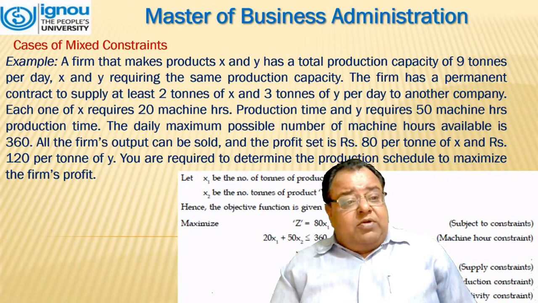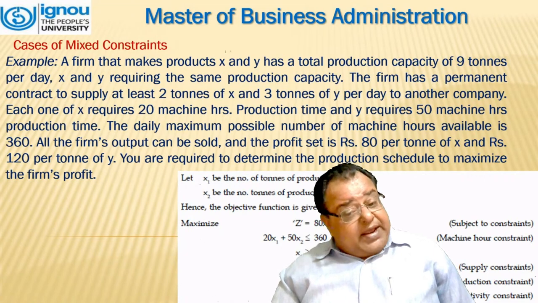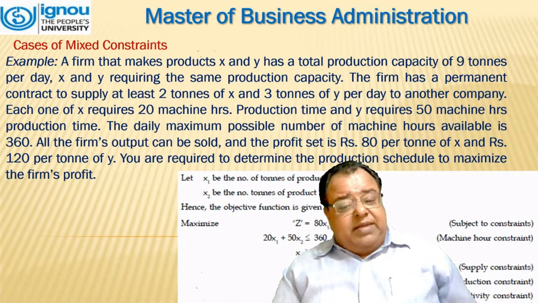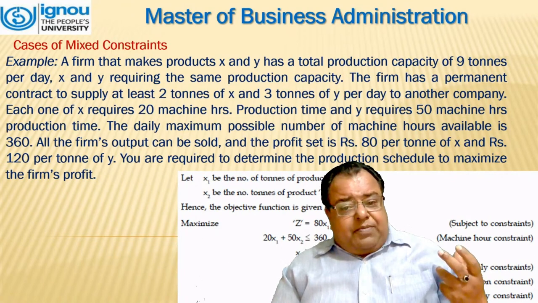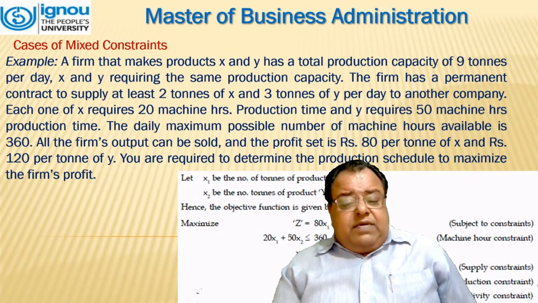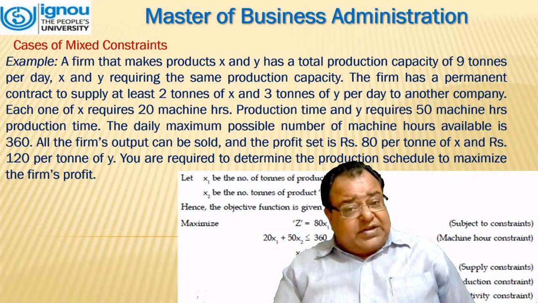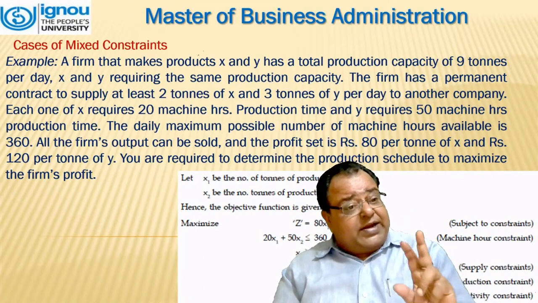X1 should be greater than or equal to 2, because the firm has a permanent contract to supply at least 2 tons of X and 3 tons of Y per day to another company. That means X1 should be greater than or equal to 2 and X2 should be greater than or equal to 3. These are the supply constraints. Now, what about the production capacity? That means X1 plus X2 should be greater than or equal to 9. That is the production constraint and it is on the very first line: a total production capacity of 9 tons per day.